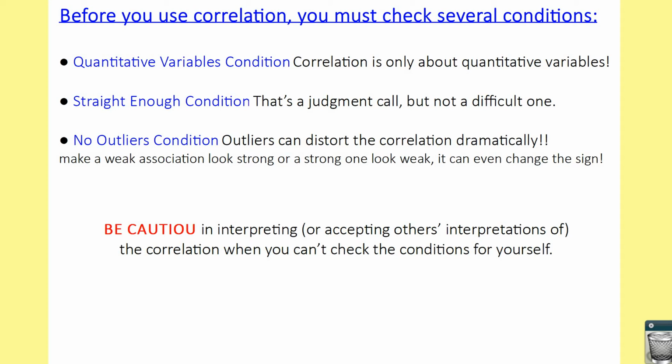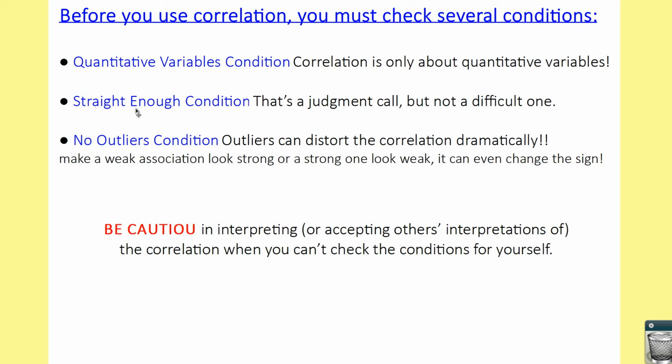So first of all, you have to make sure it's quantitative variables. You can't do categorical, it's not going to make sense. You can't put categories along an axis. You can't put one before the other, okay? So it has to be quantitative data.